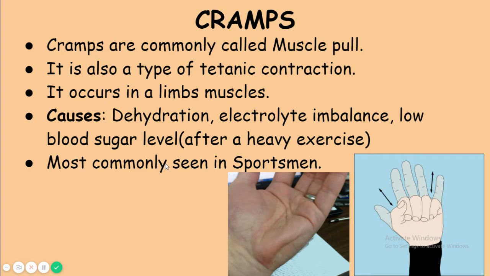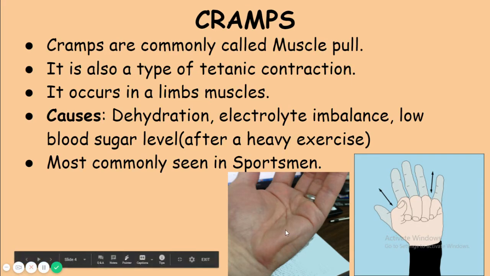Mostly the low level of sugar in the blood occurs after heavy exercise, when a person lifts a heavy weight. After that heavy exercise, there will be a low level of calcium in the blood, and that can cause cramps. These cramps are most commonly seen in sportsmen because of the heavy workout they do, which leads to a low level of calcium and a low level of sugar in the blood, causing cramps. You can see here the cramping of the hands.